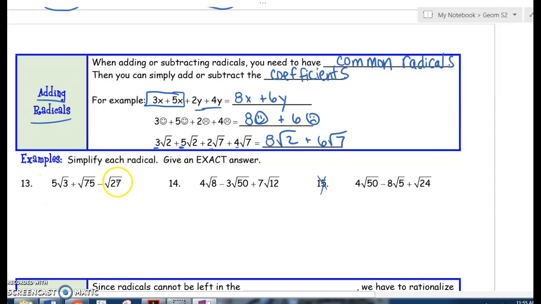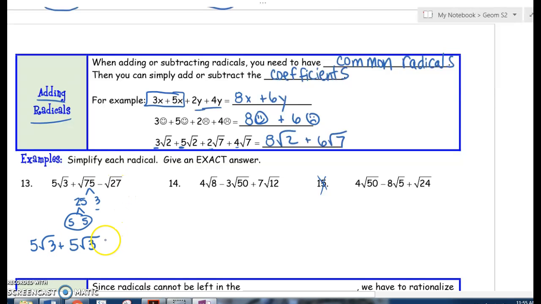So something like this one, it doesn't look like anything combines. However, you can simplify some of them a little bit. So like square root of 75, you could do 25 times 3. 25 breaks down to 5 times 5. So you have a pair of 5's and a leftover 3. We still have a 5 root 3 here.